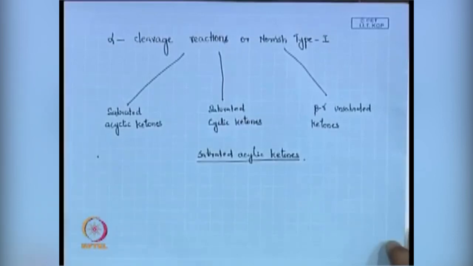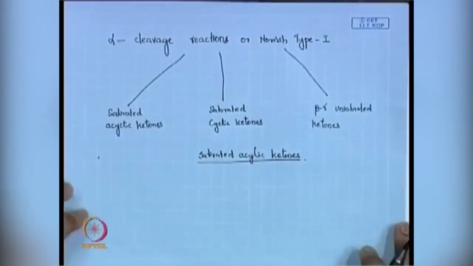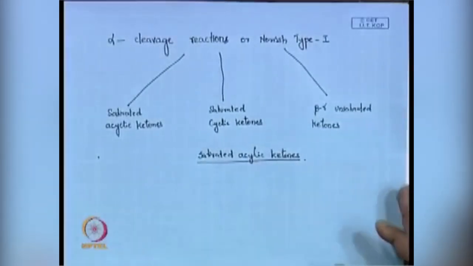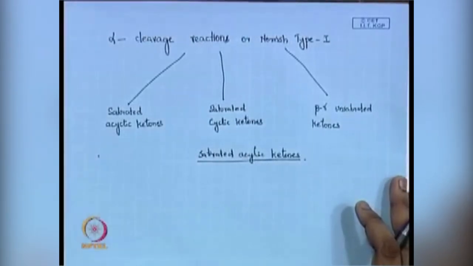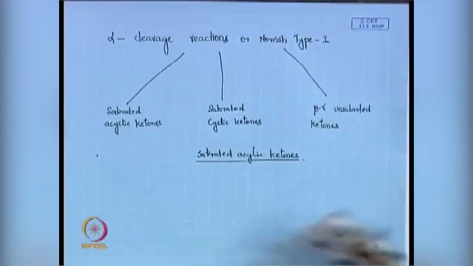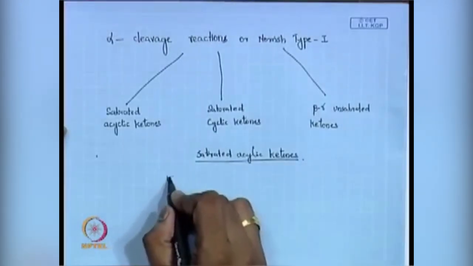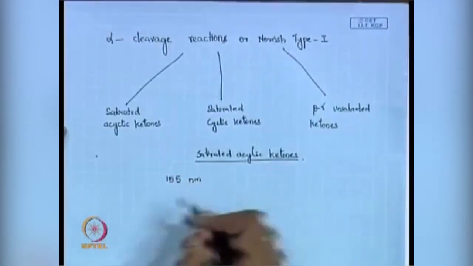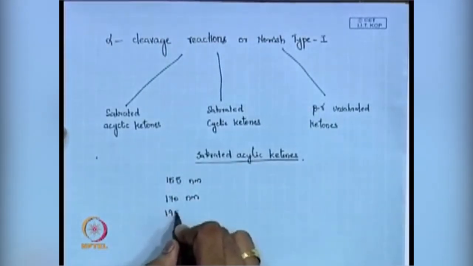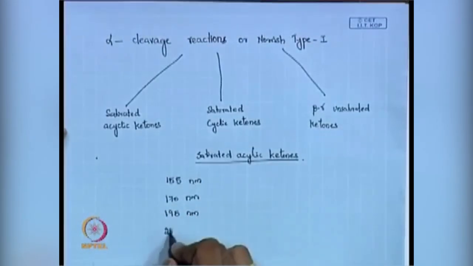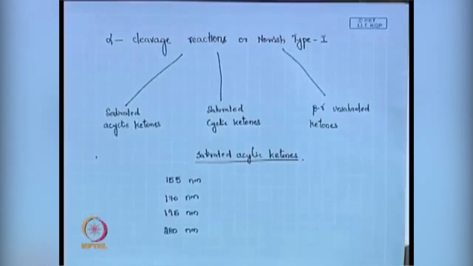See, if you take a saturated acyclic ketone, most of the time you see 4 bands in the UV spectrum. This 4 bands will be centered, one at 155 nanometer, one at 170 nanometer, another around 195 nanometer, another at 280 nanometer. So, you can see these 4 types of absorption bands for a simple saturated acyclic ketone.